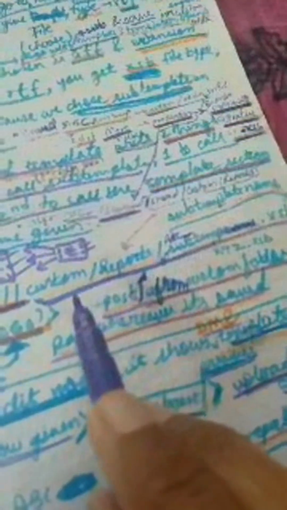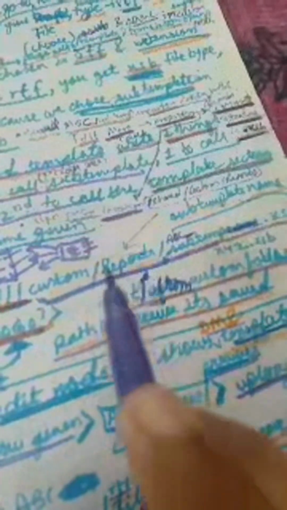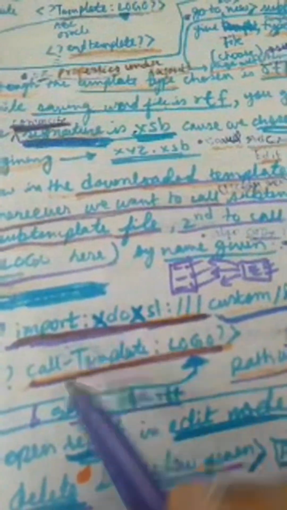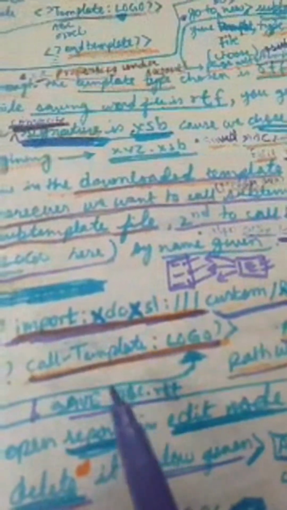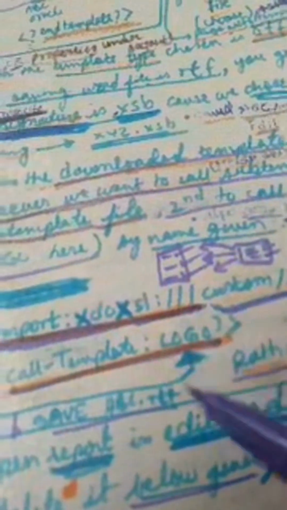First is import colon xdoxsl colon, and we need to give three slashes, and this is the custom reports path. In custom and reports we have saved abc subtemplate.xsb. This is the name of the subtemplate, and this is the path of the subtemplate. Where did I get this path? Once it is saved, we go to more, properties, location, and we get the composite signature, the name and the path of the entire subtemplate. So the first line of code is to call the subtemplate, and the second one is call-template, to call that particular section of the subtemplate. So here I have call-template colon logo. Whatever I write here needs to be written here again.